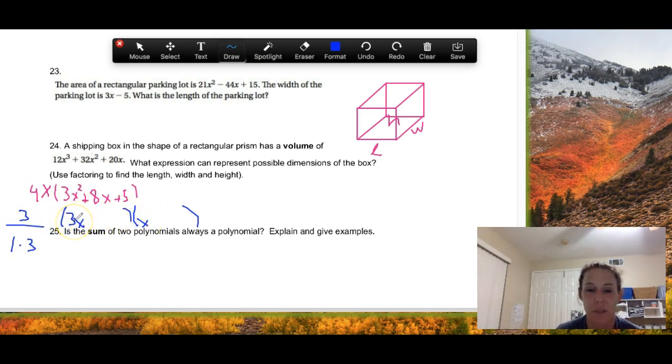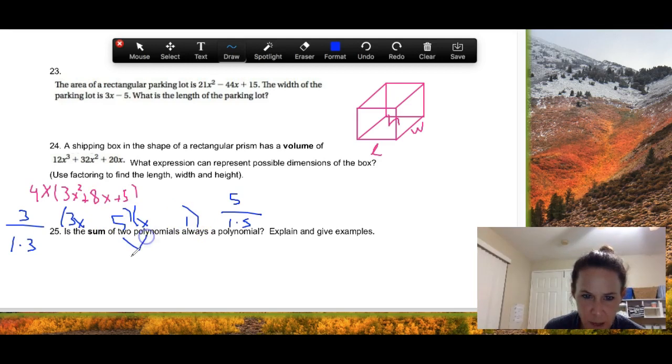And I usually like to put the big term first, so I just went ahead and did that. What are the factors of 5? That would go here and here. Well, 5 is 1 and 5, or 5 and 1. So I'm trying to get to 8. Should we try a 5 here and a 1 here?